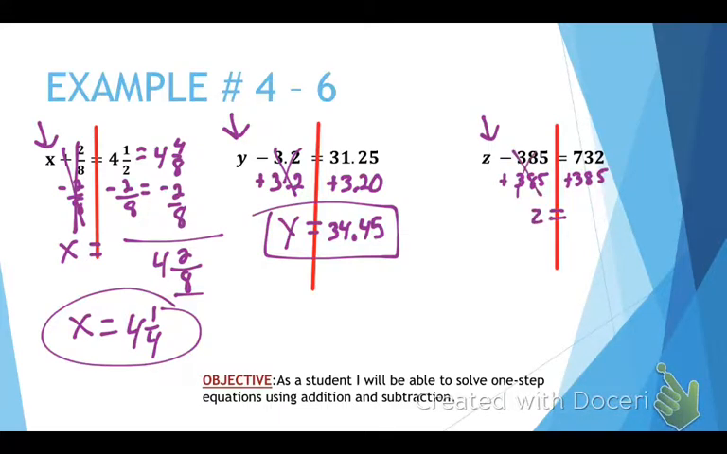Z equals 2 plus 5 is 7, 8 plus 3 is 11, 7, 3, and 1 is 11. We have 1,117. So Z equals 1,117. Okay, we'll make sure it doesn't look like a decimal. That's our answer. Look at that. Yuck. All right, go ahead.